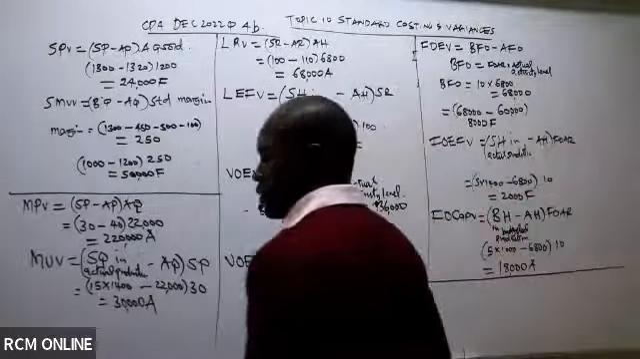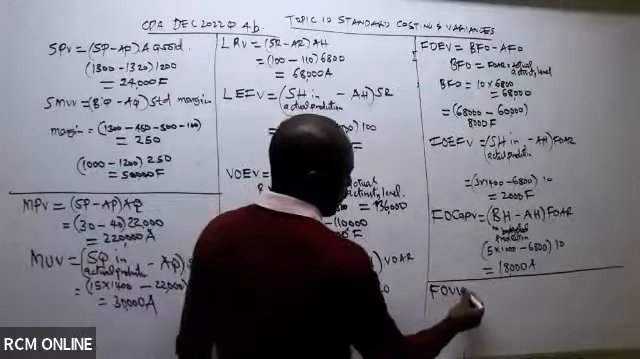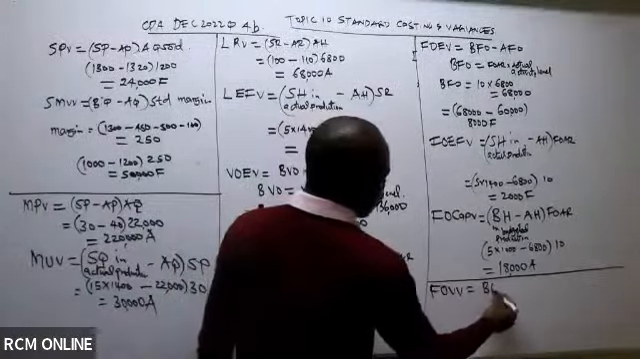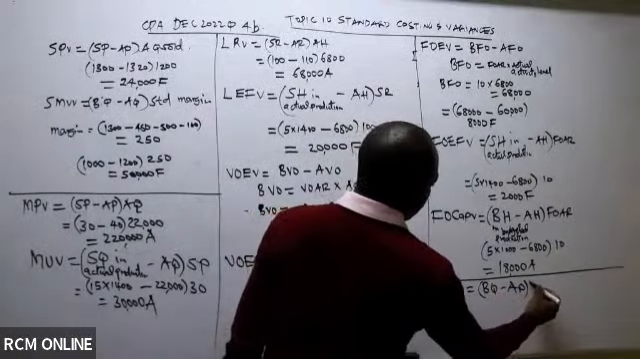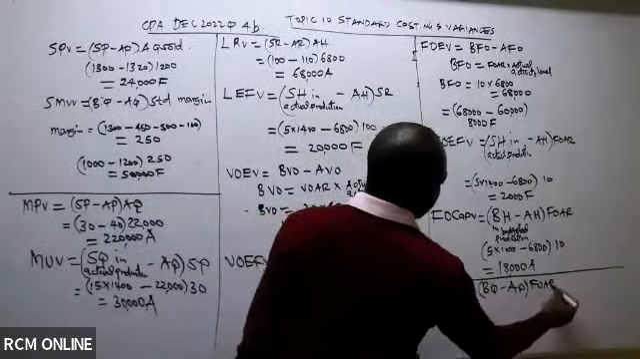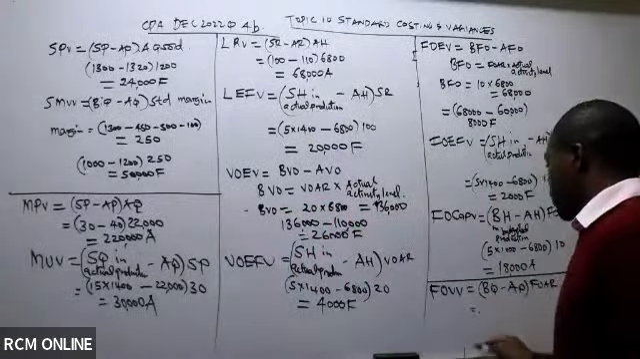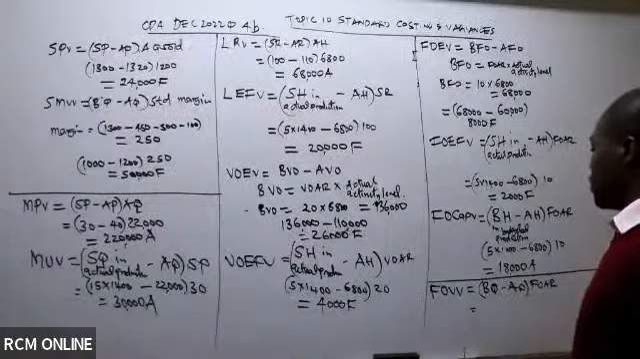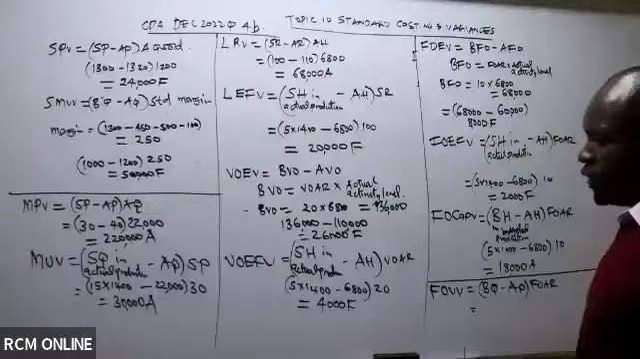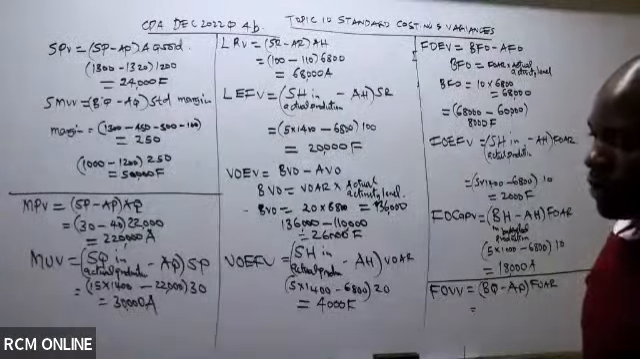The last one is called fixed overhead volume variance. It is equal to budgeted quantity minus actual quantity multiplied by fixed overhead absorption rate. Here we are catching people again. So budgeted quantity. How many units did they budget to produce? How much is the budgeted quantity?